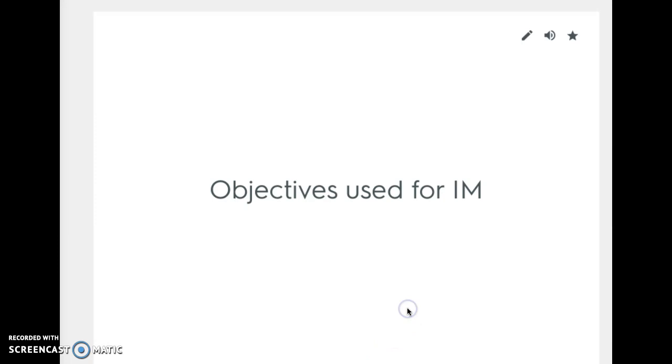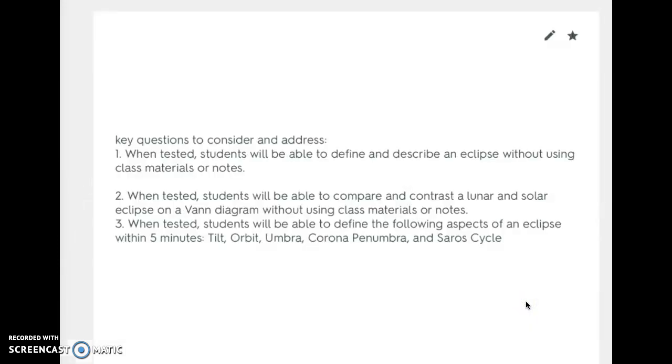Objectives used for the IM. First, when tested, students will be able to define and describe an eclipse. Then they will need to be able to compare and contrast lunar and solar eclipses. And finally, they will be able to know the aspects and terms of the eclipse, which are tilt, orbit, umbra, corona, penumbra, and Saros cycle.